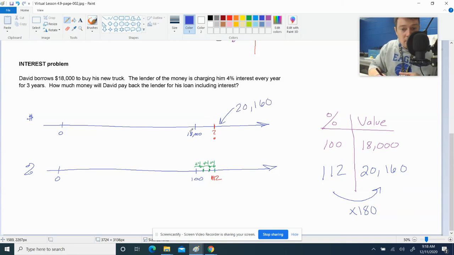He borrowed this much. Now, let's read how the question asks, because sometimes we have to do more work depending on what the question asks. How much money will David pay back the lender for his loan? Well, that would be this much. So that is our answer. But if the question would have said something like, how much money did David get charged in interest? Then we would have to find the difference of what he's paying back to what he borrowed in the first place. We would have to subtract these two numbers. So you've got to read those carefully on what they're asking for. He borrowed 18,000, but he's got to pay back 20,160, including the extra interest.